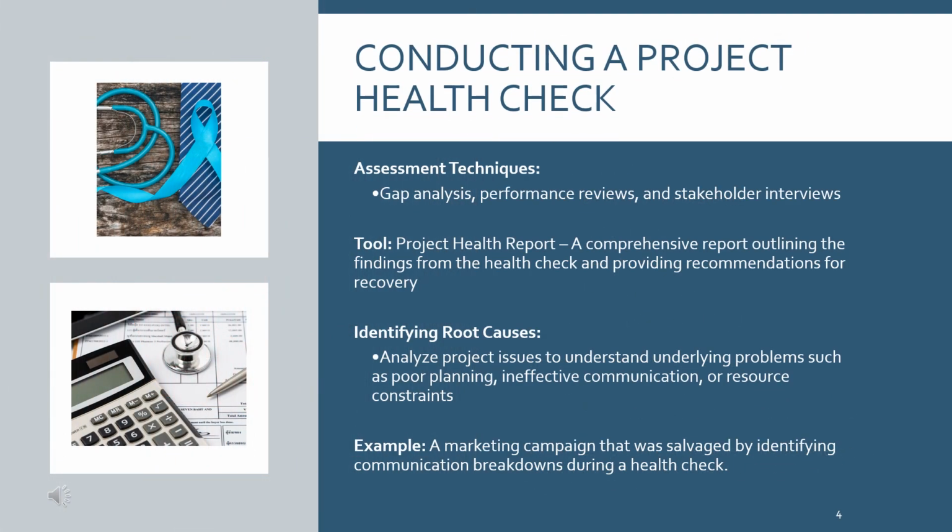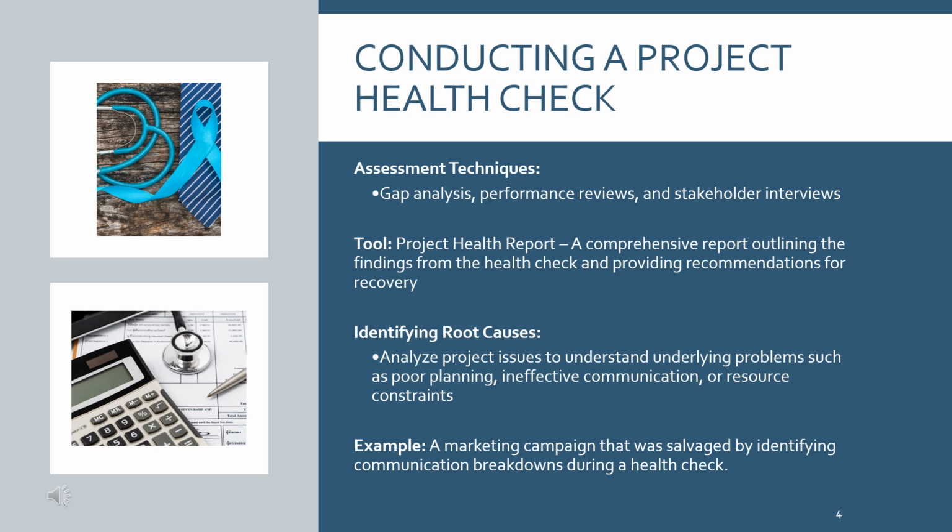Conducting a project health check is a vital step in diagnosing the problems that are causing a project to fail. This process involves a comprehensive review of the project's current status, including its objectives, scope, budget, timeline, and stakeholder satisfaction. The goal is to identify the root causes of the project's challenges and determine the most effective course of action to address them. During a project health check, you should engage with key stakeholders, team members, and project sponsors to gather their perspectives and insights on what's going wrong and why.